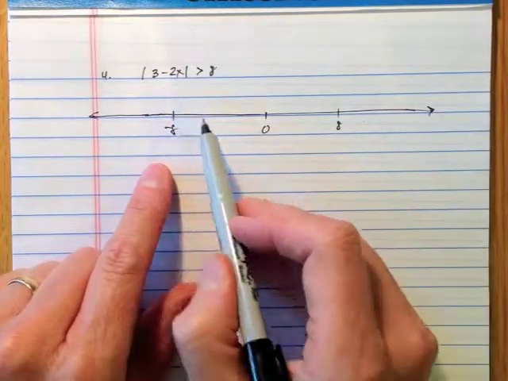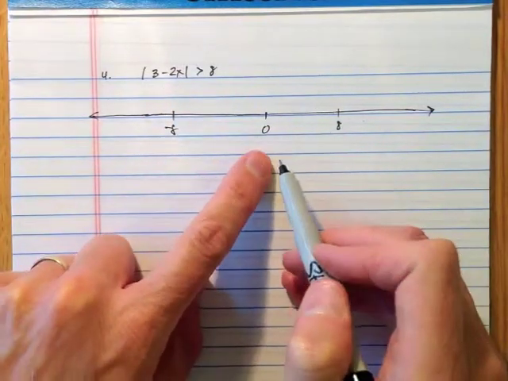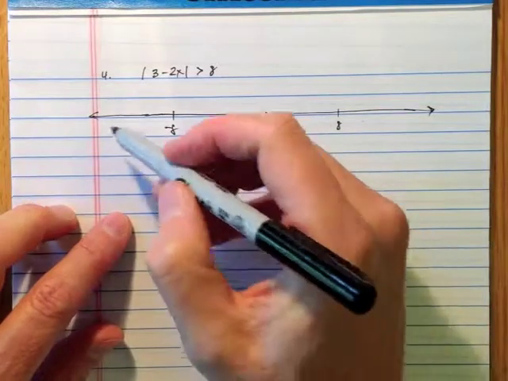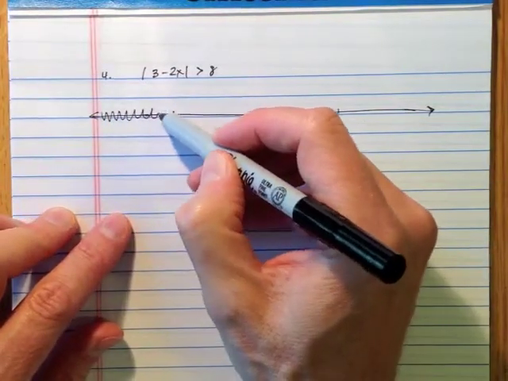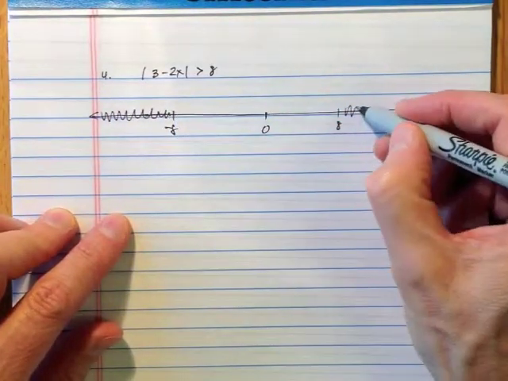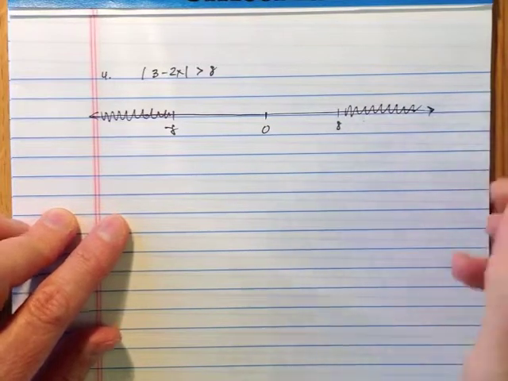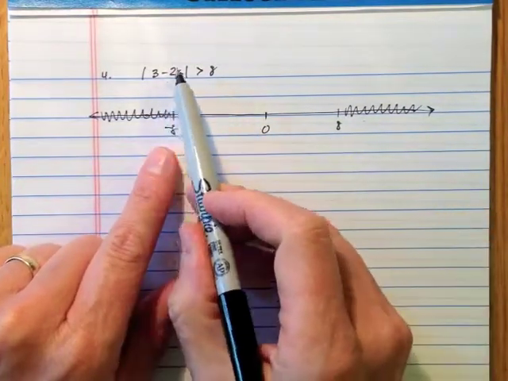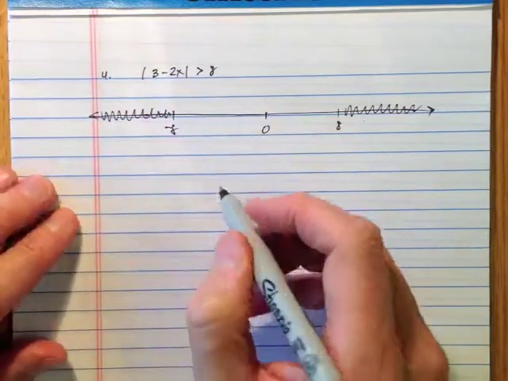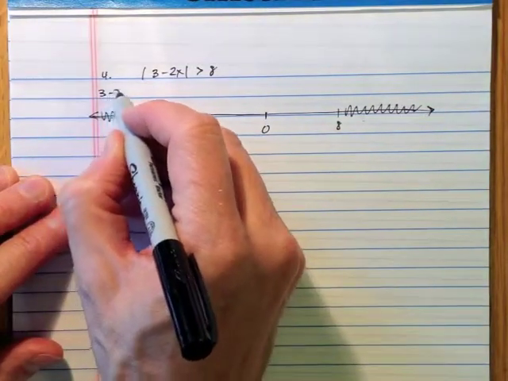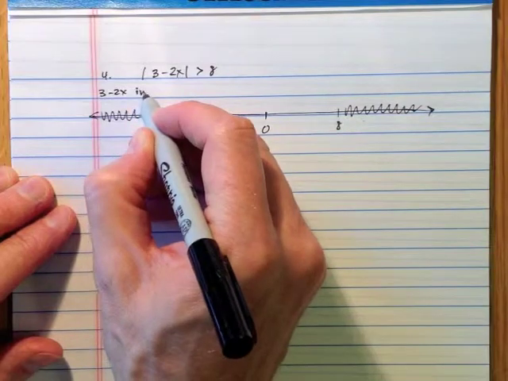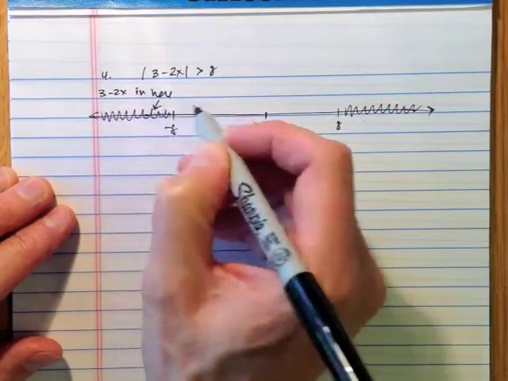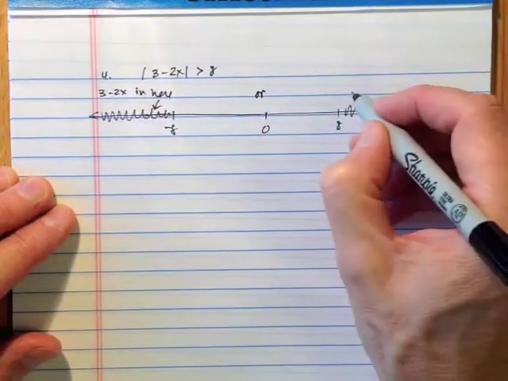This 3 minus 2x, to have absolute value bigger than 8, it's got to be farther than 8 units away from the origin. It's got to be in here, or it's got to be in here. Can't equal negative 8 or 8, because I'm not interested in numbers whose absolute value equals 8. So 3 minus 2x is in here, or it's in here.